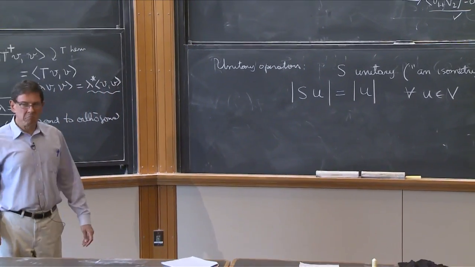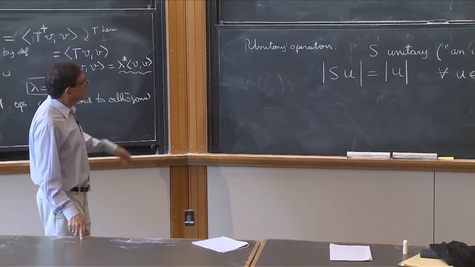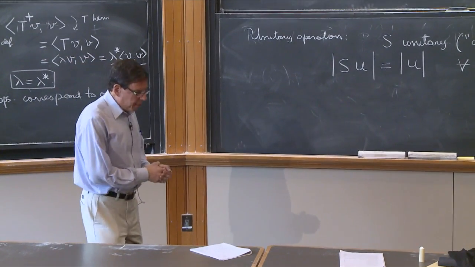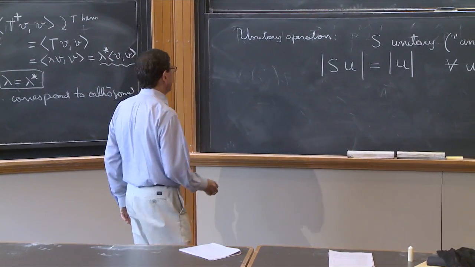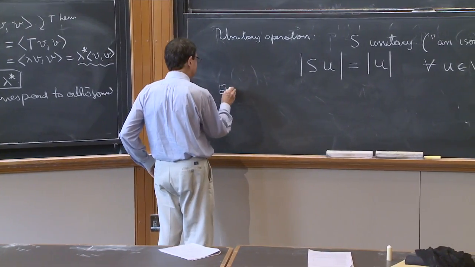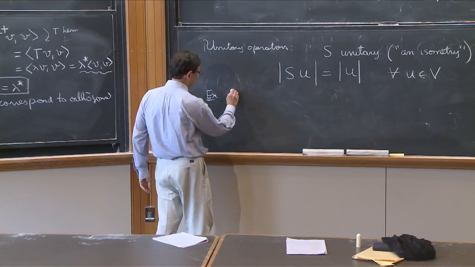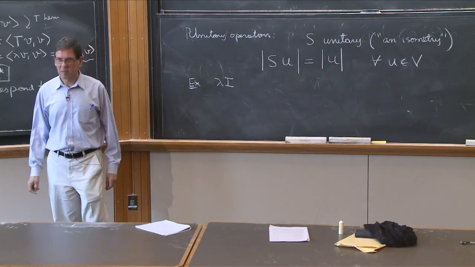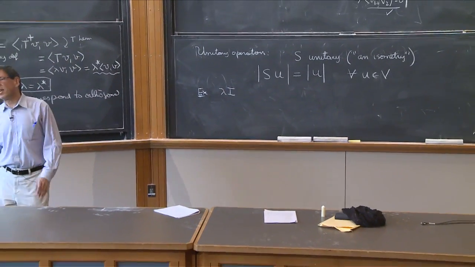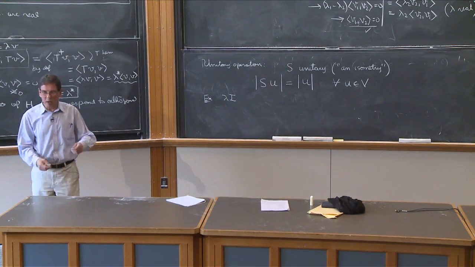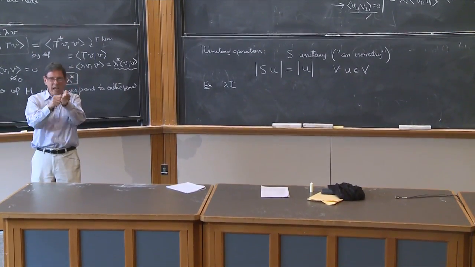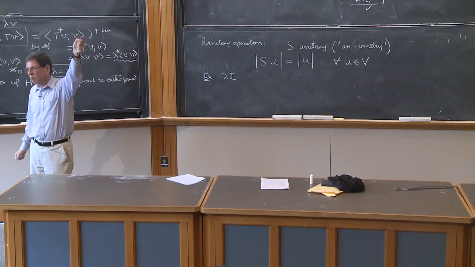So let's follow this and make a couple of comments. An example, a trivial example, this operator lambda times the identity. Lambda times identity acts on vectors. What does it do, lambda times the identity? The identity does nothing on the vector, and lambda stretches it.